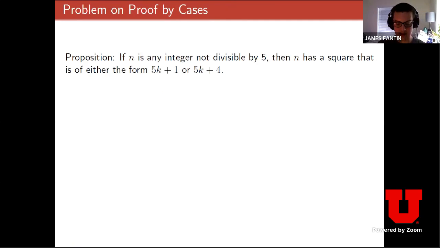this problem on proof by cases. So this should hopefully help you if you've seen lecture 4 on the introduction to proofs. This will be a really good problem to get some more practice for later homeworks on how we can do proofs. So the problem here is, we're asked if n is an integer not divisible by 5, then we're supposed to prove that n has a square that is either of the form 5k plus 1 or 5k plus 4.